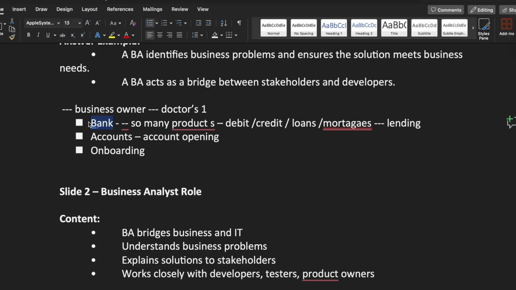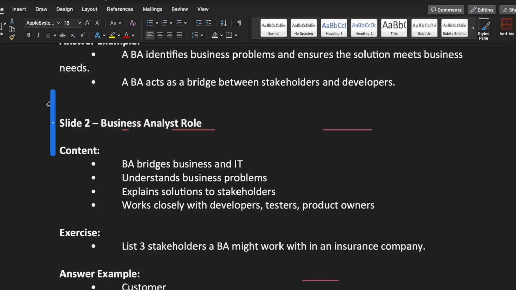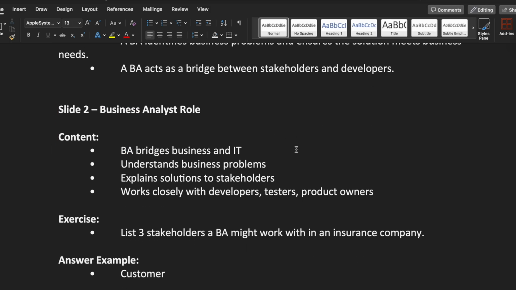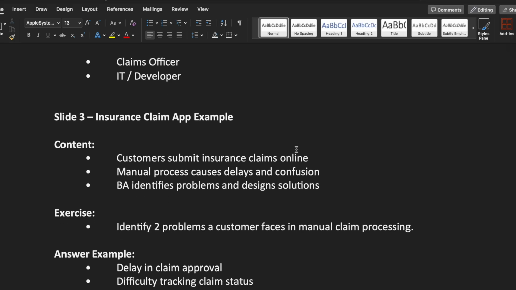Okay. So let's move on to the next one. We are going to continue the insurance claim app here. The manual process today: customer submits an insurance claim. This is what we are building.